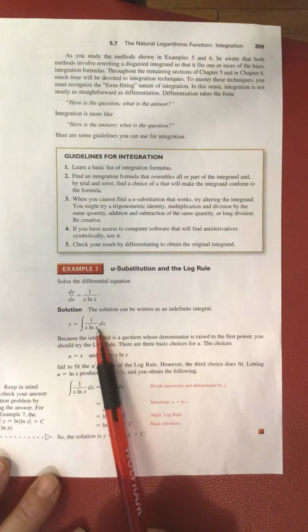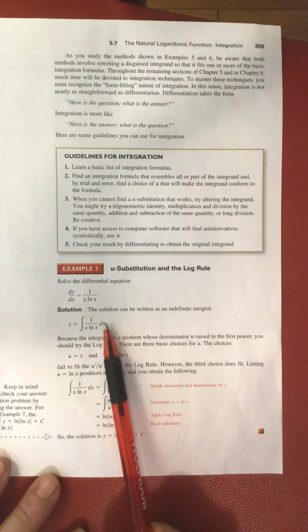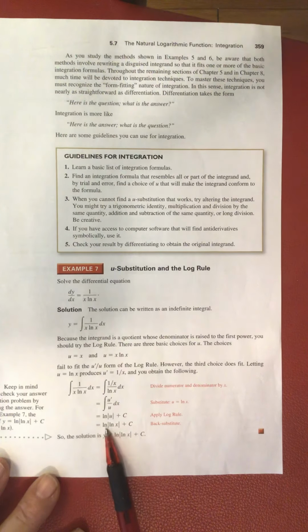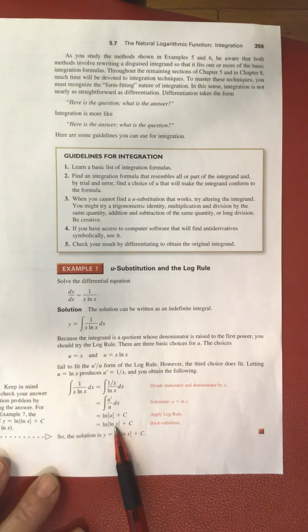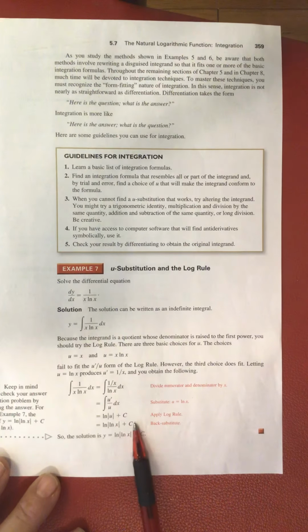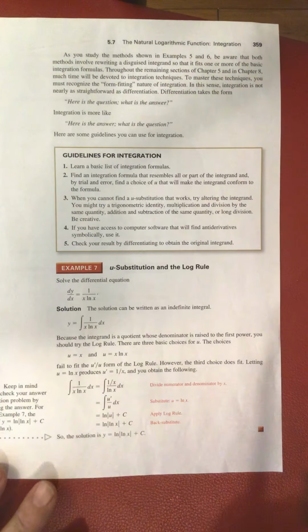So if I let u be the natural log of x, du is 1 over x dx. So this is du over u. It's just du over u, so it's the natural log of u. So it's going to be the natural log of u, which was the natural log of x, plus c. And we have found the integral.